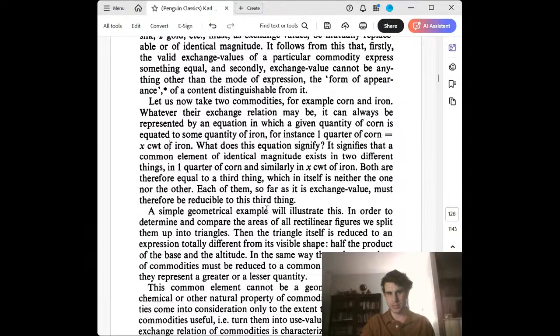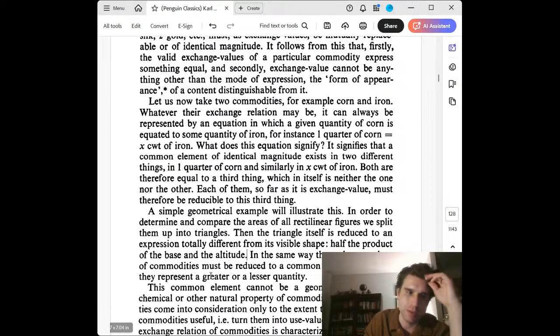A simple geometrical example will illustrate this. In order to determine and compare the areas of all rectilinear figures, we split them up into triangles, and the triangle itself is reduced to an expression totally different from its visible shape, half the product of the base and the altitude. In the same way, exchange values of commodities must be reduced to a common element, in which they represent a greater or lesser quality. So I'm going to try to figure out this triangle example this time. See if I can do it.